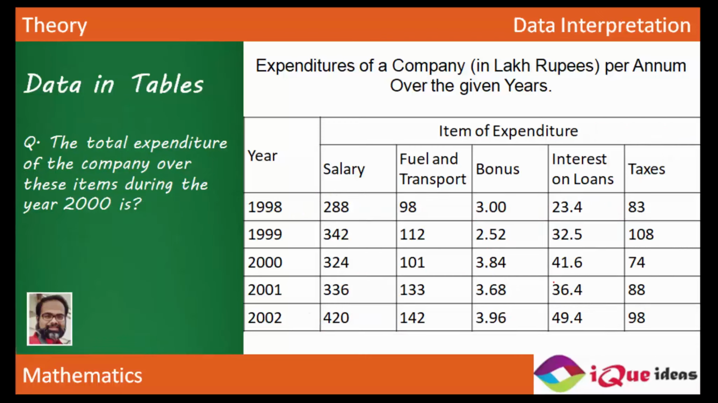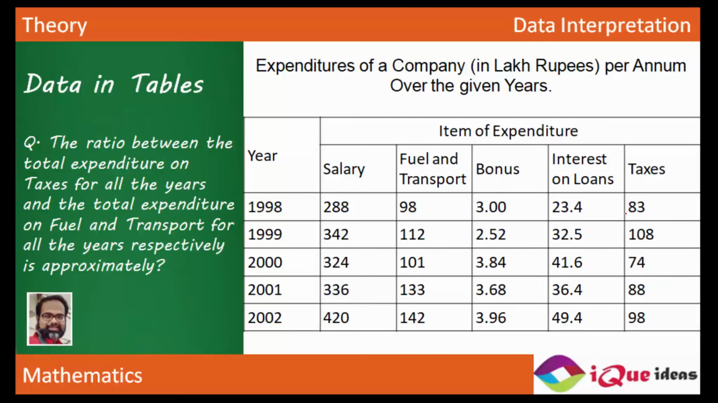Similarly, total expenditure of the company over these items during the year 2000. A very simple question. All I need to find out is the sum of the row corresponding to the year 2000, and that would be the total expenditure of the company on the given items during that particular year.